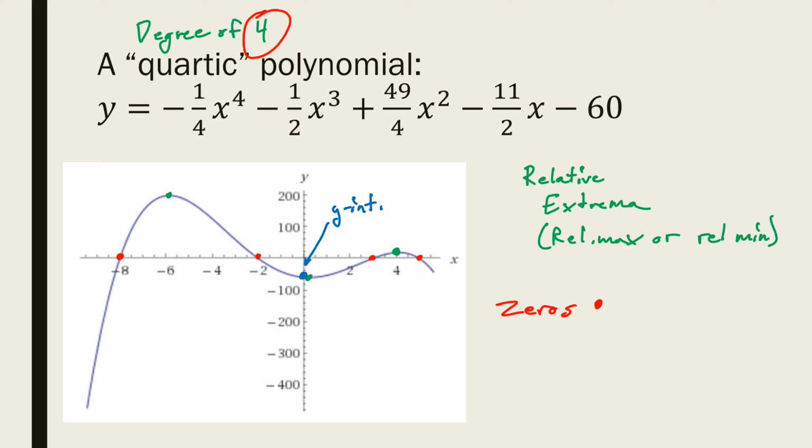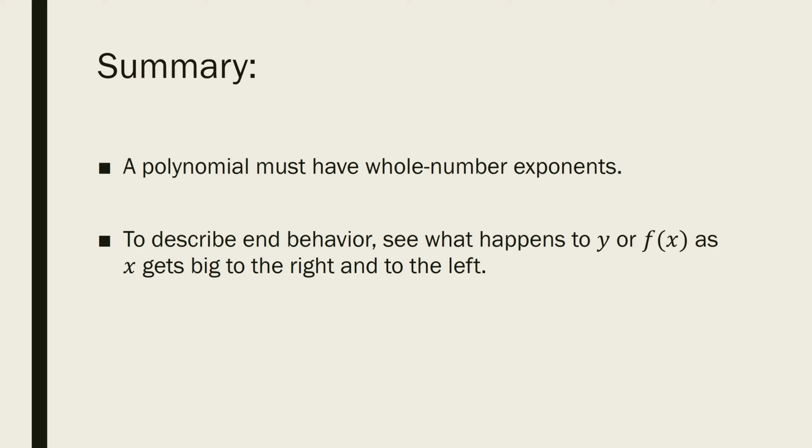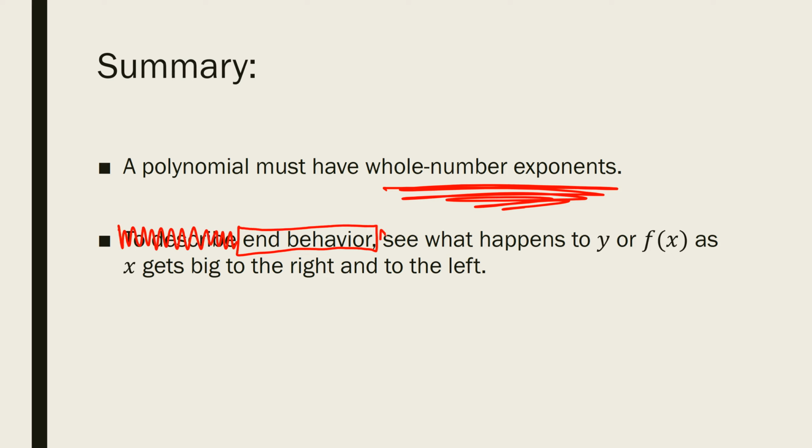All right, that was a bit of an info dump, but thank you for watching. To summarize for you, a polynomial must have whole number exponents. And forget about this other one. We are going to talk about end behavior in class, so don't look at it for here. Maybe if you're lucky, I'll make another mini video about end behavior as it is a bit complicated, but we will talk about it in class.